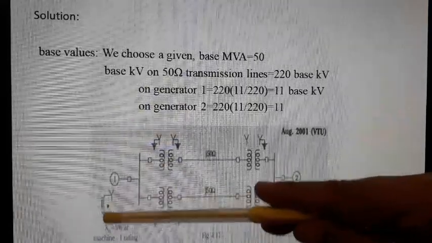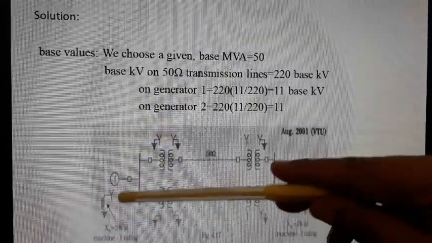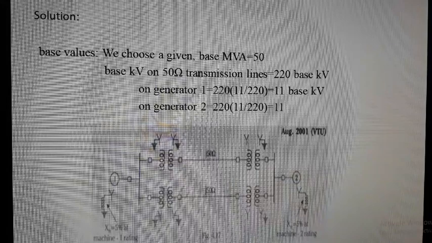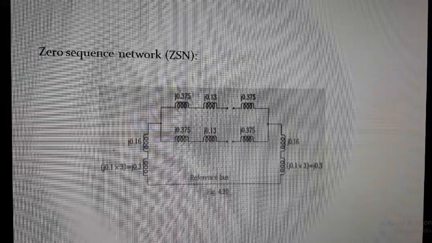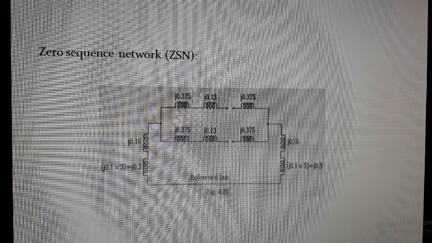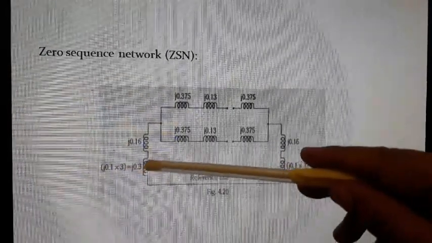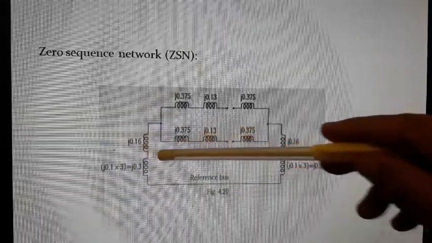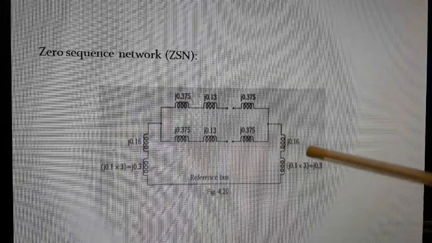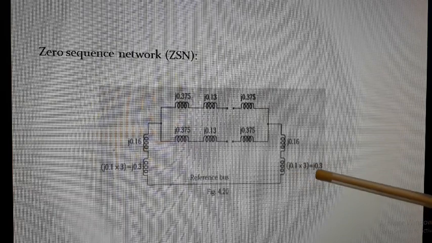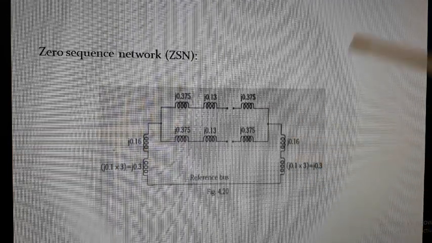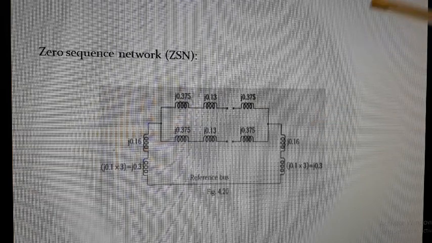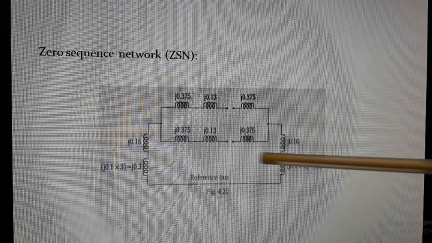Here the neutral reactance is given, so 3 times the neutral reactance plus the Z0 value must be taken into account while writing the zero sequence network. So this becomes the zero sequence network. You see here 3 times the neutral value and the zero sequence reactance value. Here also 3 times the neutral reactance value plus the zero sequence reactance value that we have calculated. So that we are putting.